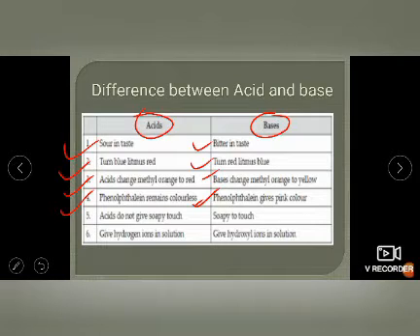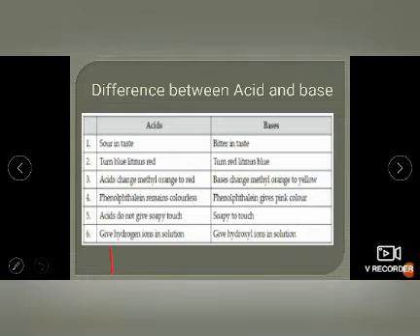All these are indicators. Fifth difference is acids do not give a soapy touch, whereas bases give a soapy and slippery touch. Sixth, acid gives hydrogen ions in solution, whereas base gives hydroxide ions in solution. Mean H+ is given by acid, OH- ion is given by base. So hope this differentiation has recapitulated whatever topic we did in the last week.